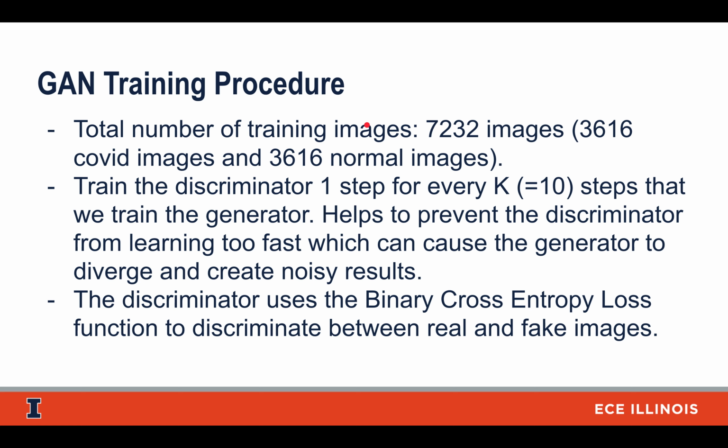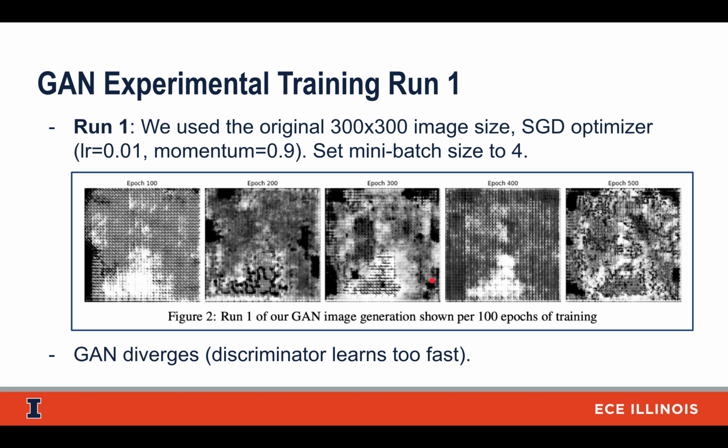For the GAN training, we use a total of 7232 images with 3616 COVID images and 3616 normal images. We train the discriminator one step for every 10 steps that we train the generator. The discriminator uses the binary cross entropy loss function to discriminate between real and fake images. In the following slides, we discuss 3 experimental runs while training our GAN.